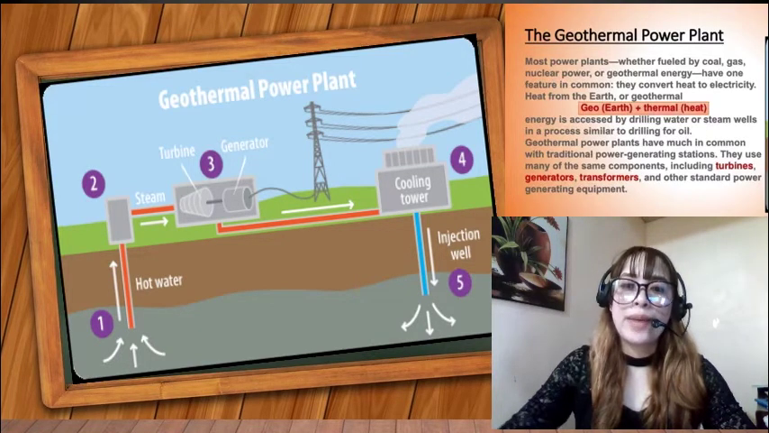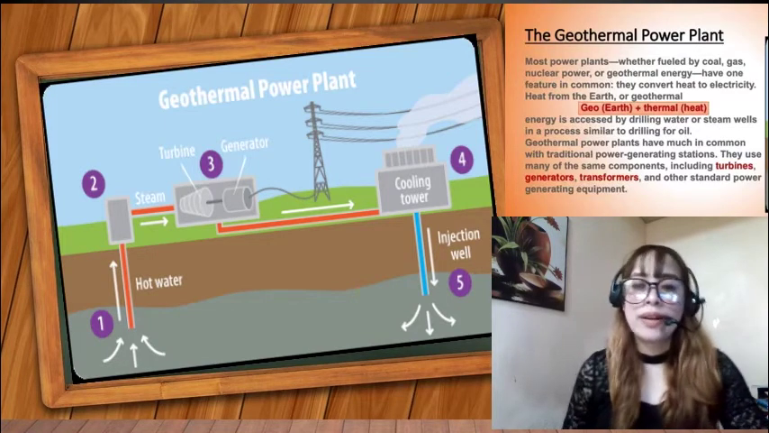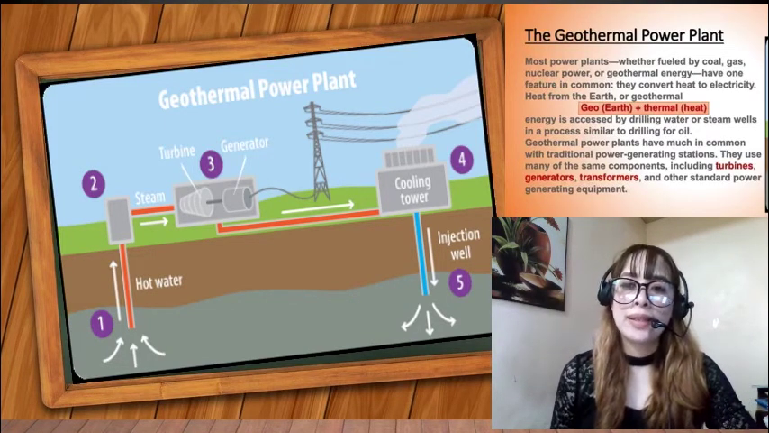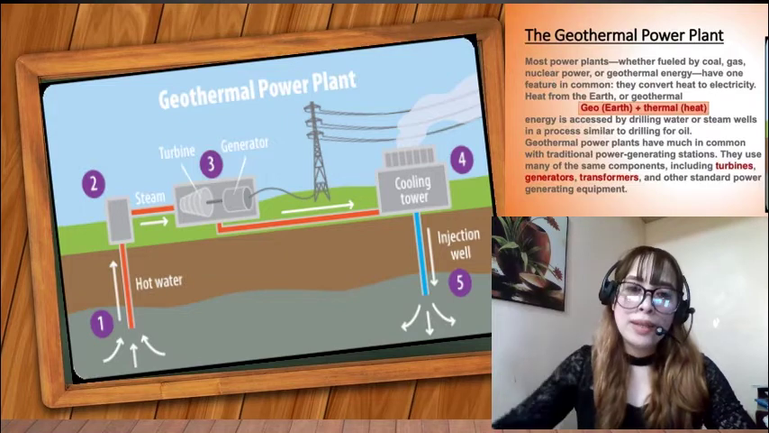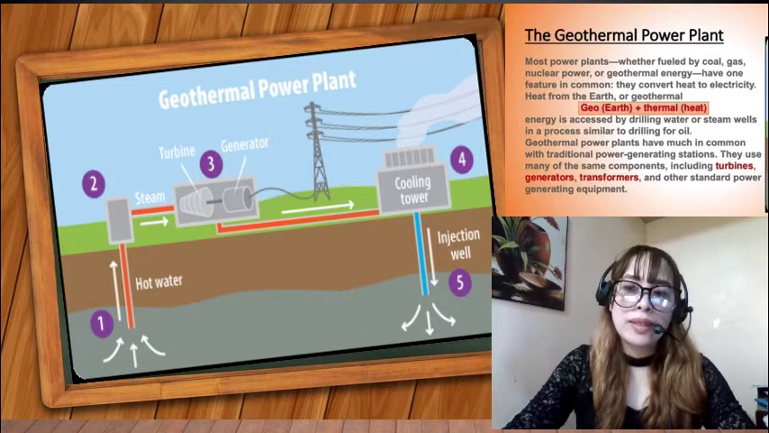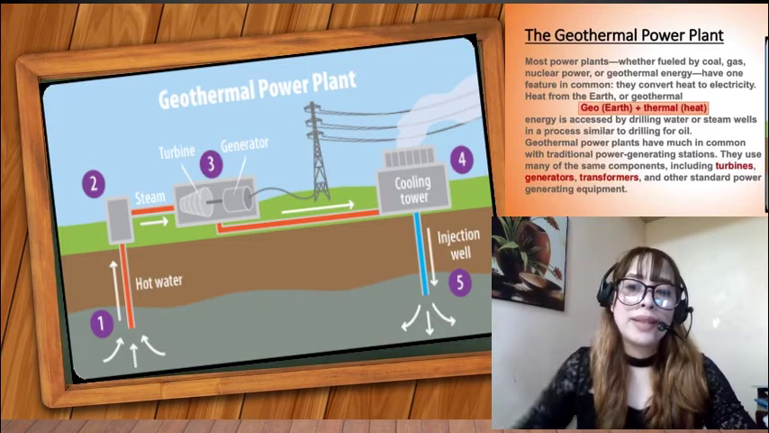So this is the typical geothermal power plant. Any power plant, regardless of what they are fueled by, whether it's coal, gas, nuclear power, or geothermal energy, has this common feature. As you can see in the picture, in a geothermal power plant, they have the drilling wells or the steam wells, and we have the steam, the turbine generator, and then it produces the electricity. It also has a cooling tower and another injection well where water goes back to where it came from.